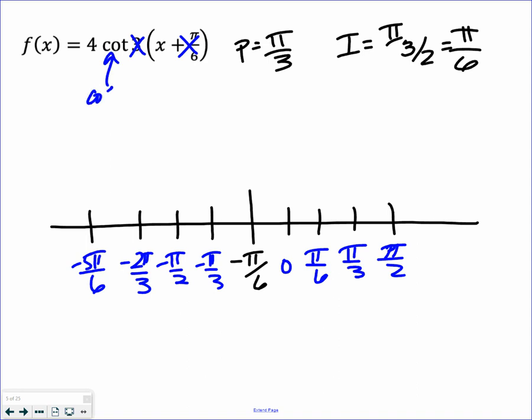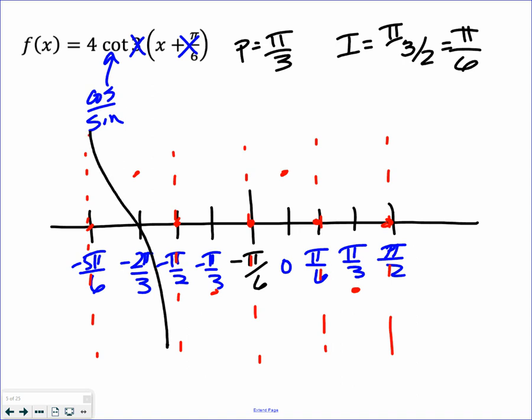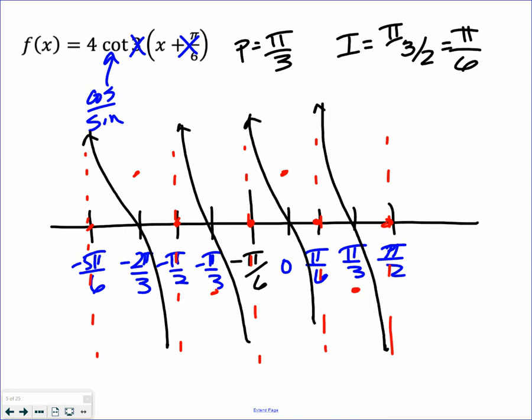Cotangent is cosine over sine. So sine is your underlying curve. So sine starts on the midline. Every time it touches the midline, you will draw in an asymptote. And then cotangent goes high to low. It goes downward from left to right. So along the asymptote, through the midline. Along the asymptote, through the midline.